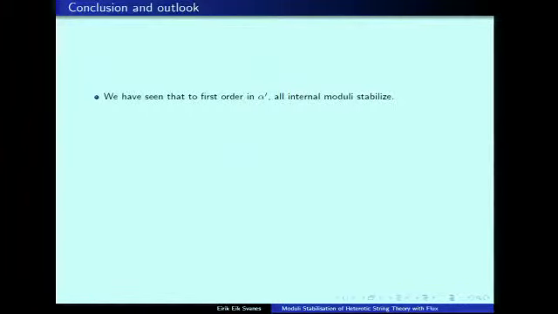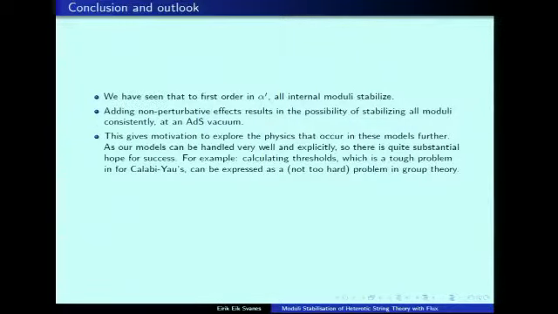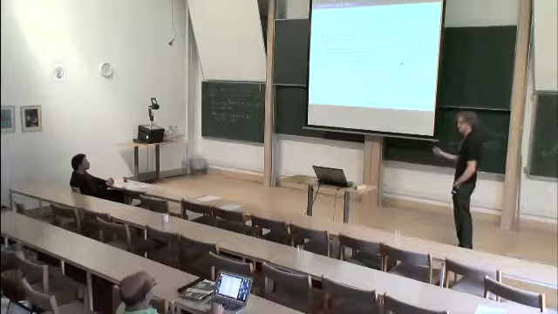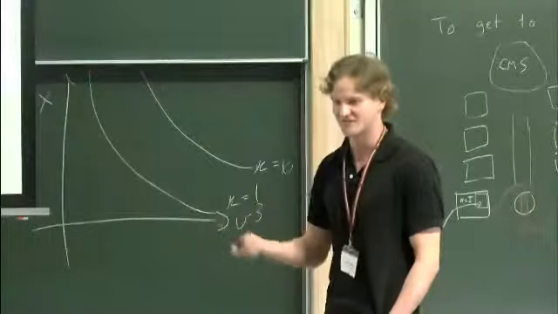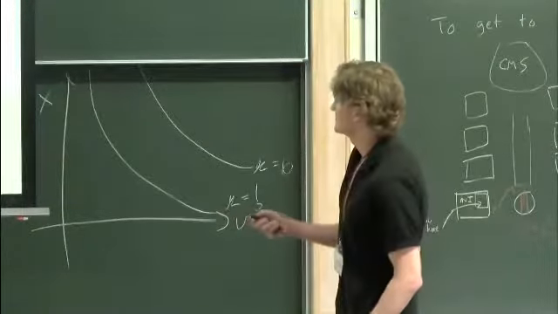So concluding, we see that to first order in alpha prime, the internal moduli can be stabilized, all of them. And if you add non-perturbative effects, you can also, to a certain degree, stabilize the remaining dilaton, although this is going to be at an AdS vacuum. This might give you motivation to explore the physics beyond, take these models further and see what actual phenomenology you can do for these. We've just required that you have the first Chern class vanishing so that you get the correct GUT groups, and also demanding 3 generations, for example.